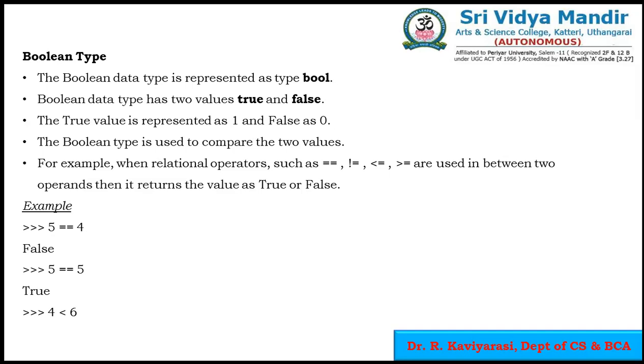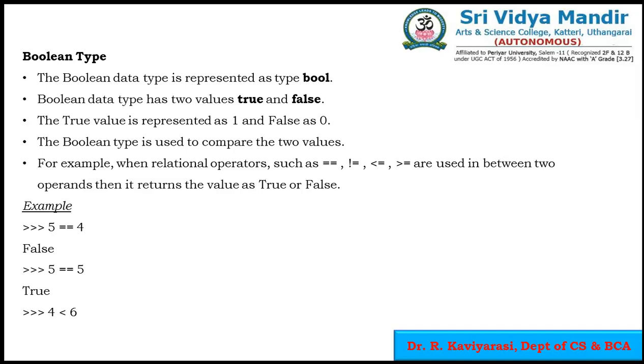The next one is the Boolean type. Actually, the Boolean type is represented as the type bool. Here, bool is a keyword we use for representing the Boolean type. The Boolean type contains two values, either true or false. True is represented by 1 and false is represented by 0. Actually, bool is used to compare two values. For example, the result of using any relational operator will be a bool result. It returns either true or false.